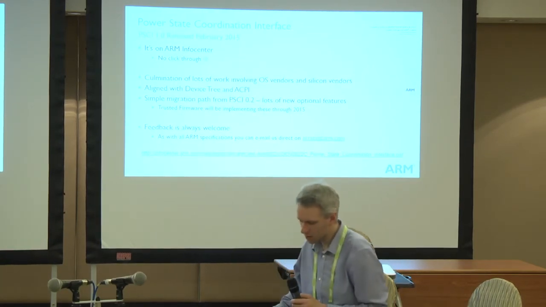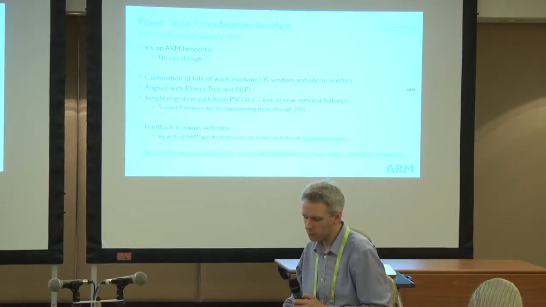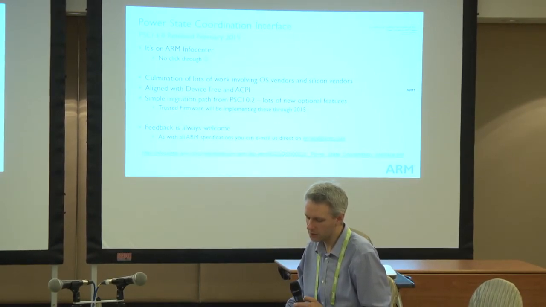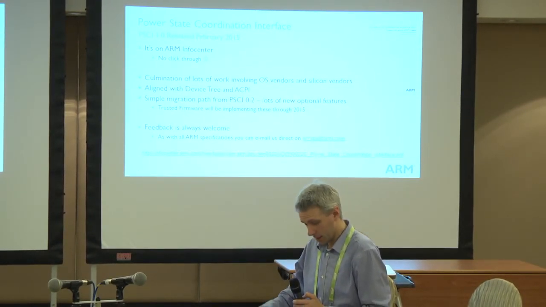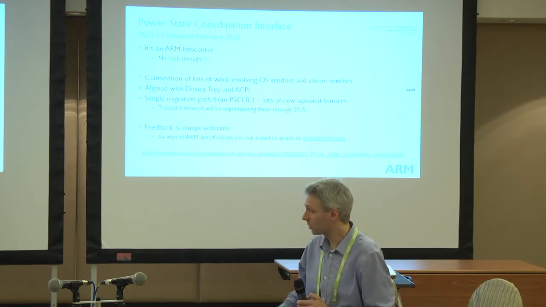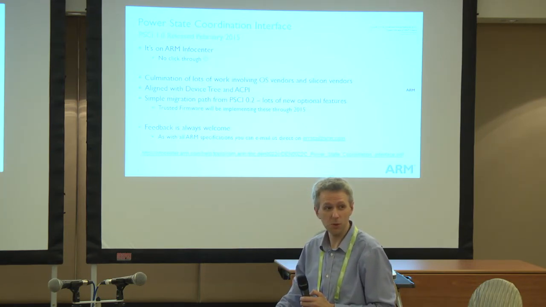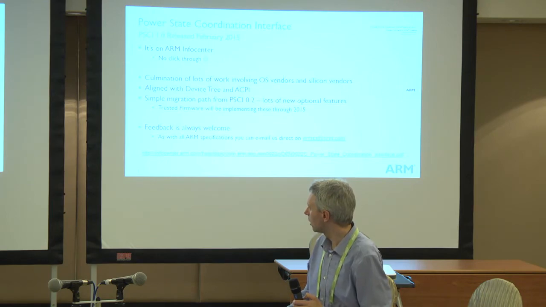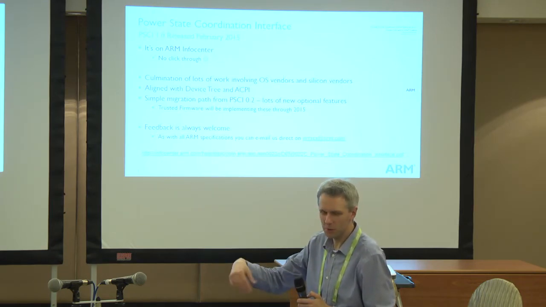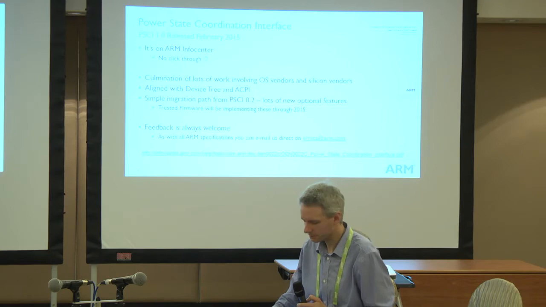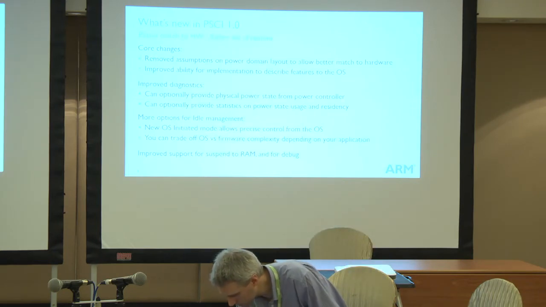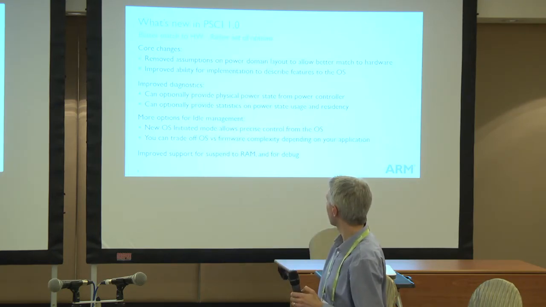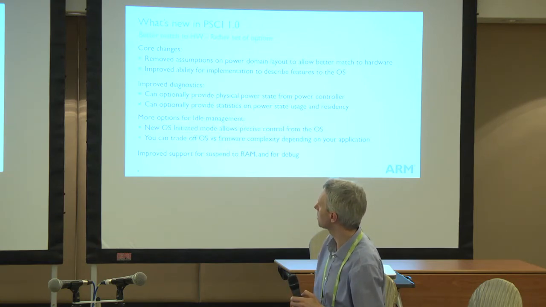It's aligned with device tree and ACPI. The migration from 0.2 is quite simple. It's pretty much compatible. Certainly the 0.2 kernel drivers, CPU idle drivers and hot plug drivers work with a minimal 1.0 implementation, which is what we have in GitHub right now. There are lots of optional features, and we'll be working on implementing those through this year. This gives an outline of the changes, which is a bit shorter than reading the whole document.